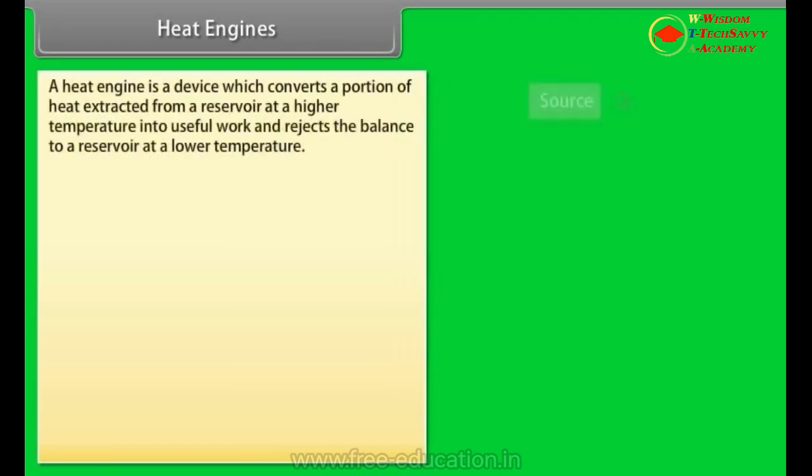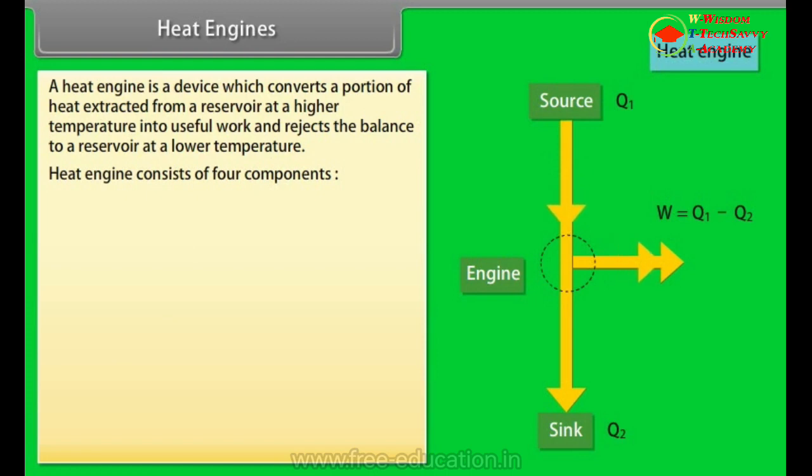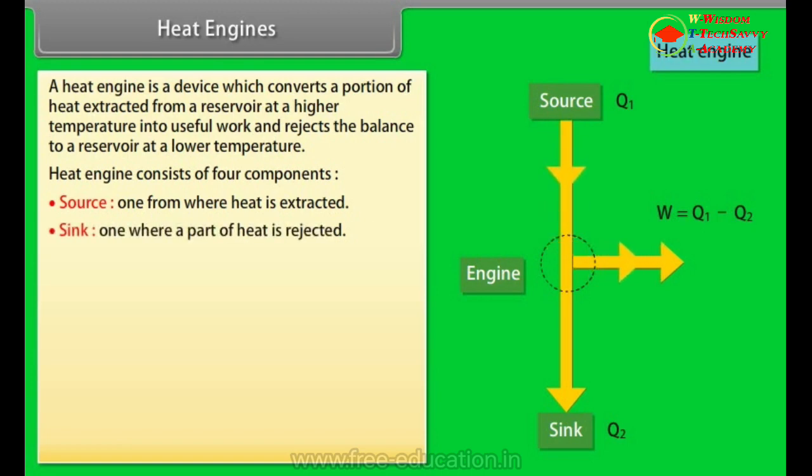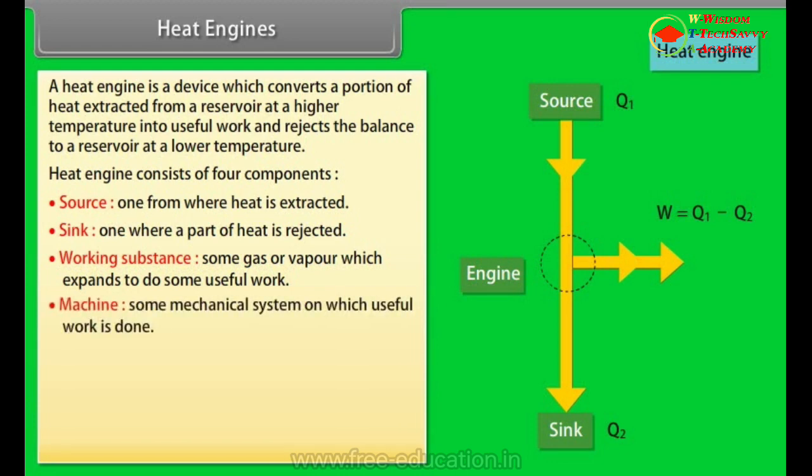Heat engines. A heat engine is a device which converts a portion of heat extracted from a reservoir at a high temperature into useful work done and rejects the balance to a reservoir at a lower temperature. Heat engines consist of four components. Source: from where heat is extracted. Sink: where a part of heat is rejected. Working substance: some gas or vapor which expands to do some useful work. Machine: a mechanical system on which useful work is done.